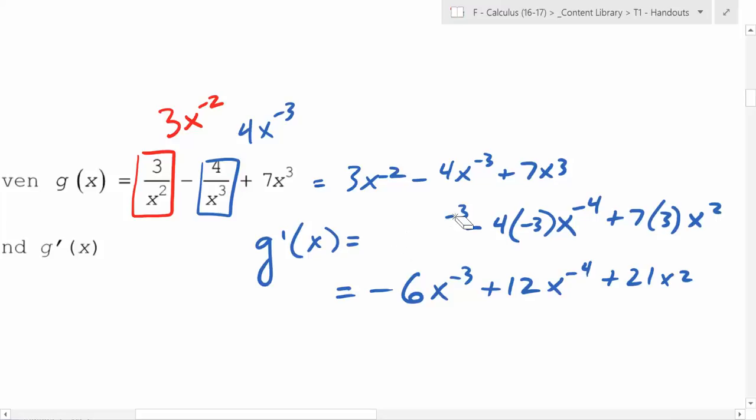The 3 is already there. So what does this become? It's 3 times -2 x to the -3. That's where the -6 comes from. Oh, okay. Because it's x minus... Yeah, so you see all these powers right here? All the powers reduce by what? They reduce by 1. You reduce them by 1.